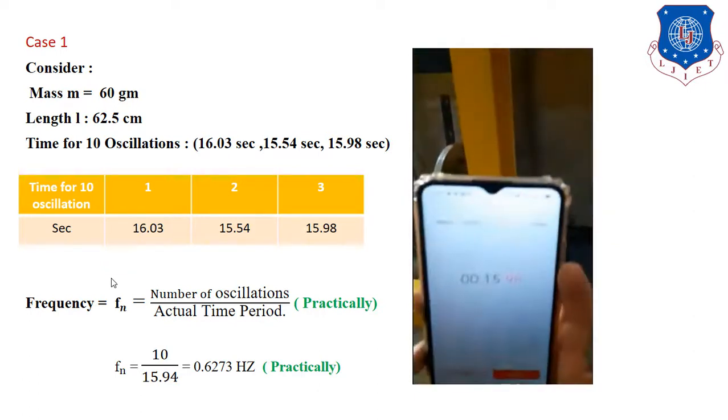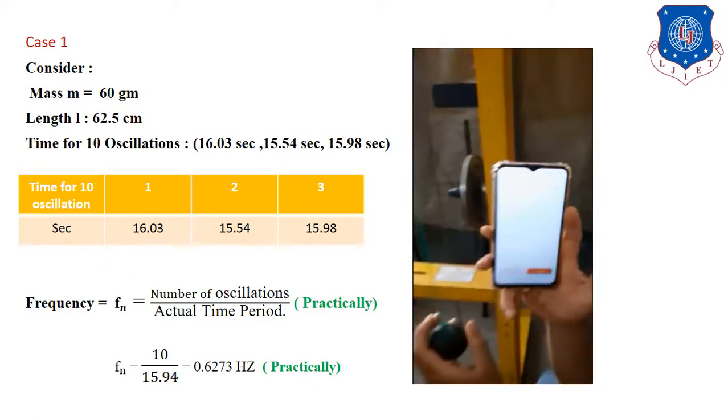So we get the readings: 15.98 seconds. So we get the three readings or three observations for the 10 oscillations, that is 16.03 seconds, 15.54 seconds and 15.98 seconds. To calculate the frequency for the first case, we have to take the average of these three readings, and the average is 15.94 seconds. Here the number of oscillations is 10 and the actual time period we consider is 15.94, that is the average of these three readings.